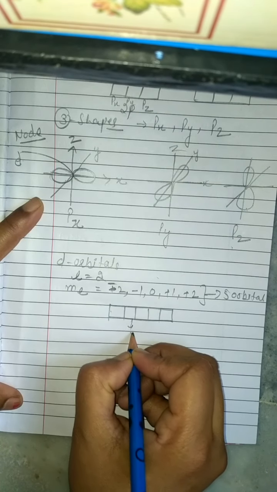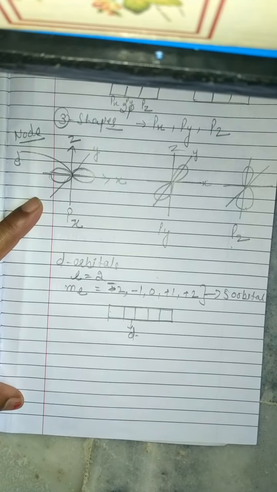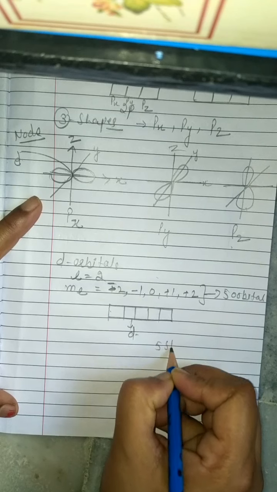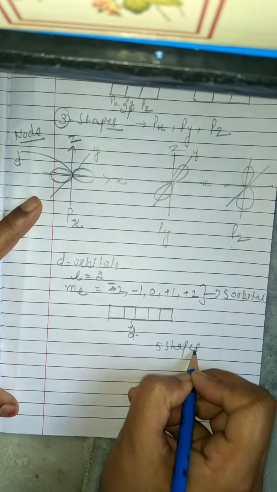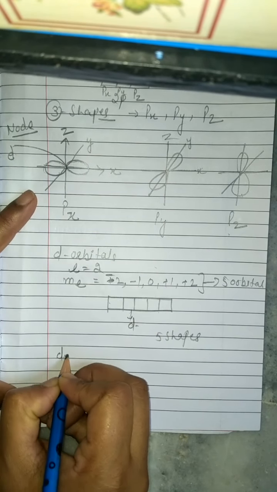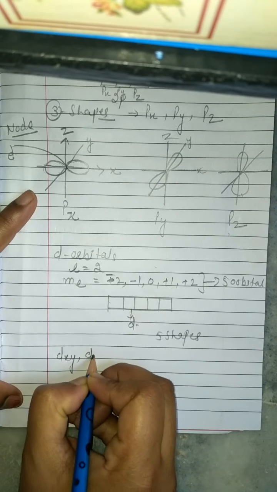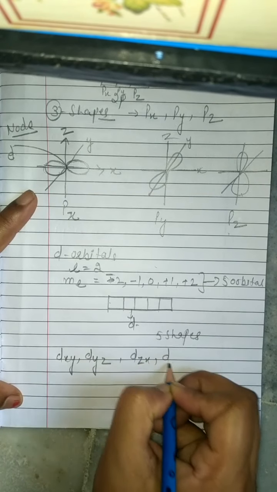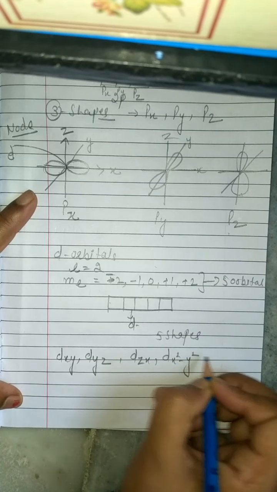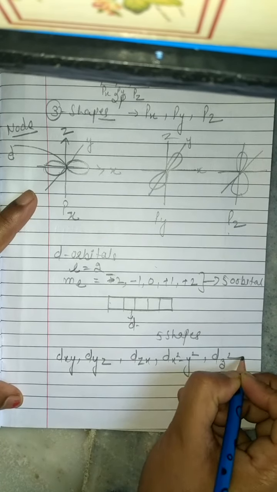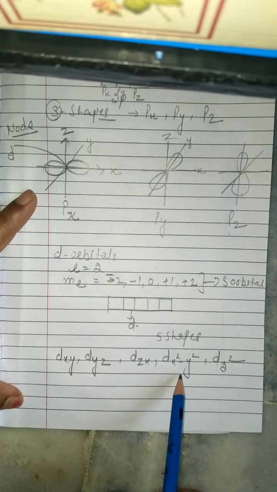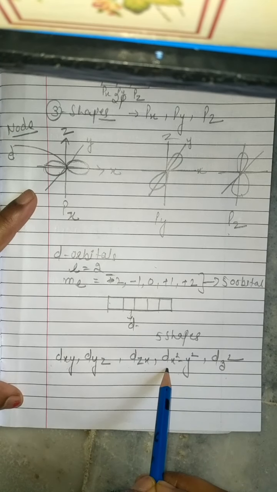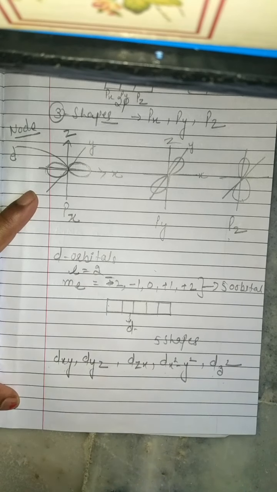These are the 5 d orbitals. Clear? Now it means that d orbitals have 5 shapes, and those shapes are dxy, dyz, dzx, dx square minus y square, and dz square. These are the 5 types of shapes.